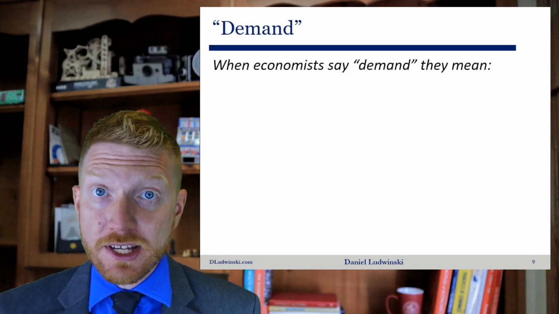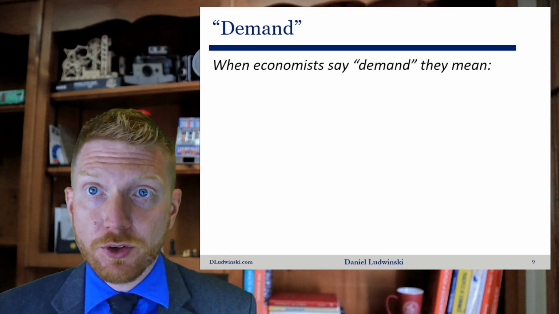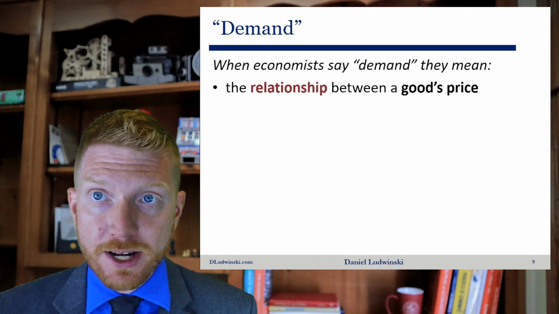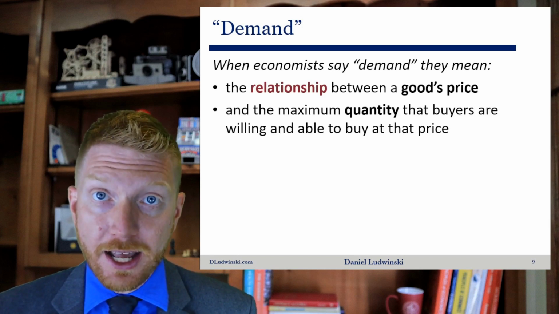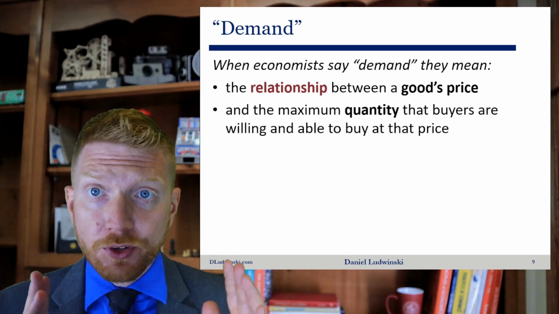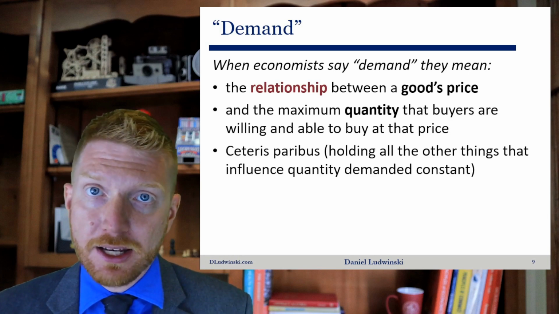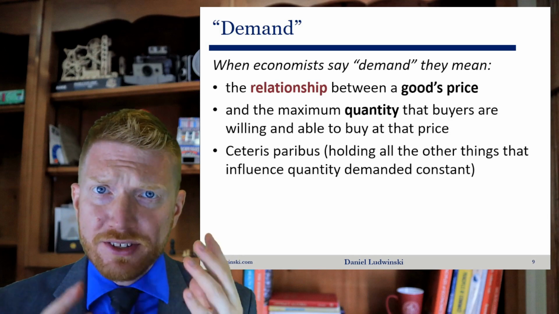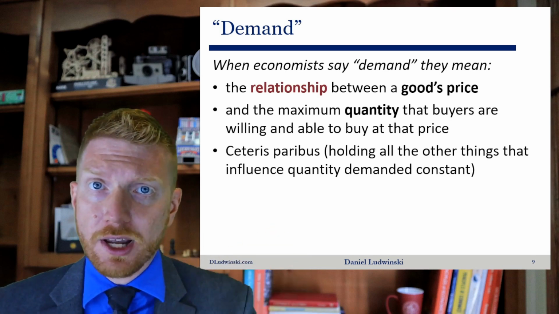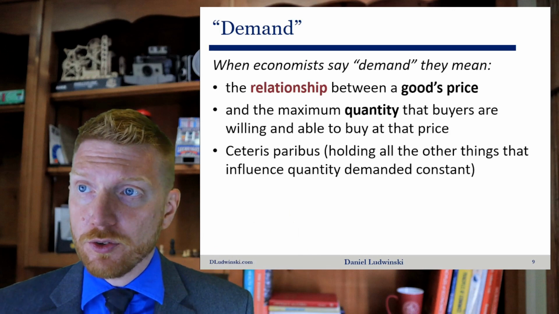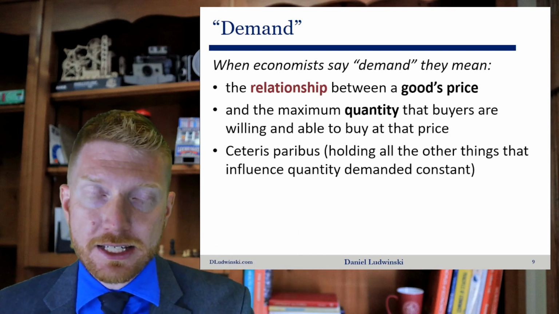So diving in, when we say demand as economists and in this microeconomic class, what we're referring to is the relationship between a good's price and the maximum quantity that buyers are willing and able to buy at that particular price. And what we're doing is we're holding all other things that influence that quantity demanded constant. Now this differs because normally, and even when economics professors are writing maybe an op-ed or something, they'll use the word demand and be referring to that quantity demanded.